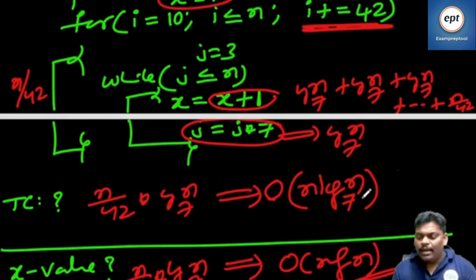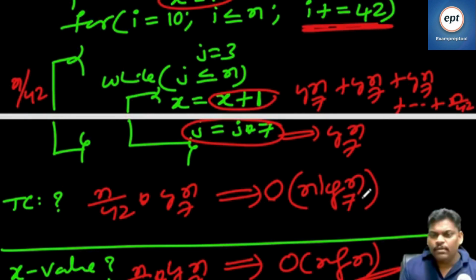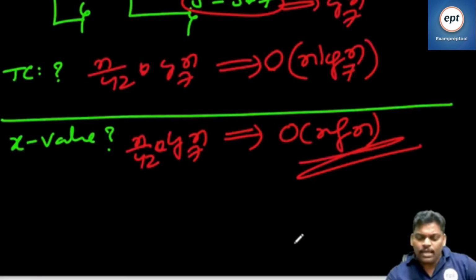I plus 42 means i is equal to i plus 42. I is always incrementing by 42, so the i loop is n by 42. J is always multiplying by 7, so log n base 7. Just follow the basics. Please study the basics. Other than this, nothing is there. That is the reason I said basics first.